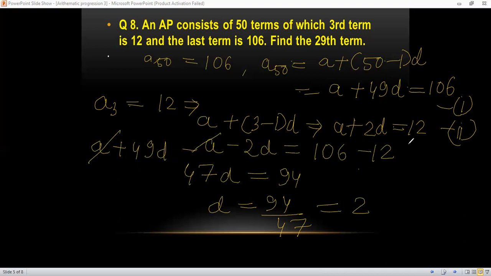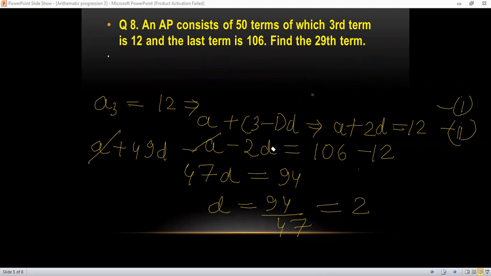Now, from any one equation, you can find the value of A also. Now, let's substitute the value of D. A plus 2 into 2 is equal to 12. A is equal to 12 minus 4. That is 8.